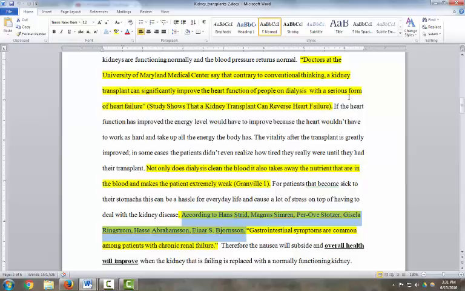So we are using MLA in-text. If you want to look at online resources for MLA in-text, look at the Purdue OWL, O-W-L. That stands for Online Writing Lab. Just Google that up, and you can find examples for how to do online citations.